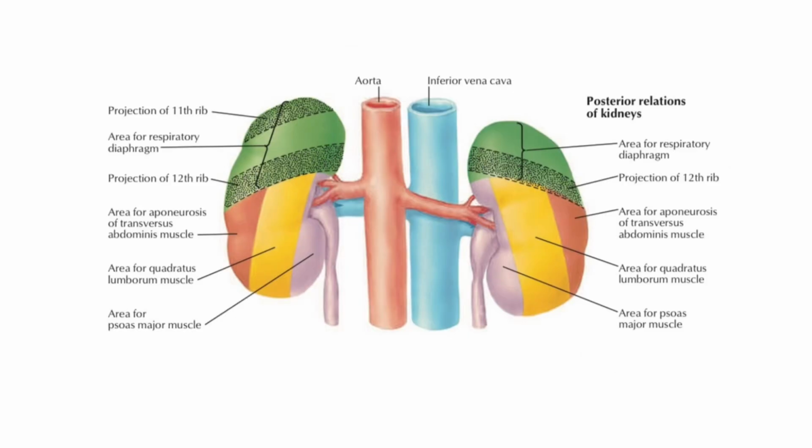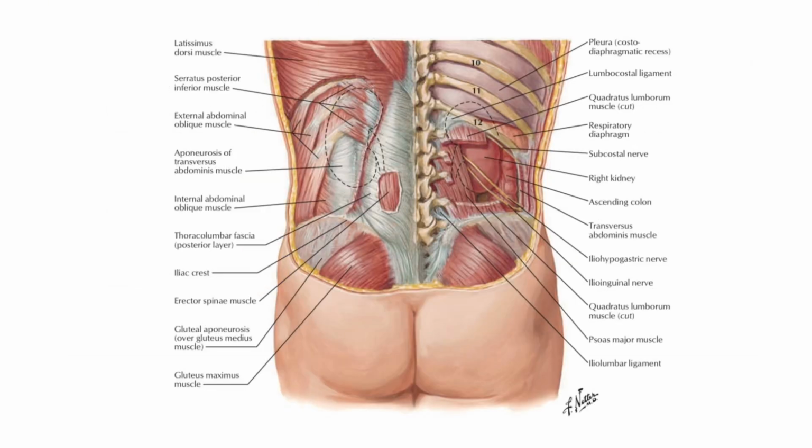Posteromedial relations. Both kidneys share similar posterior muscular and neurovascular relations. Superiorly, you have the diaphragm, and inferiorly, from medial to lateral, you have the psoas major, quadratus lumborum, and transversus abdominis muscles. Several nerves pass posterior to the kidneys. You have the subcostal nerve and vessels, the iliohypogastric nerve, and the ilioinguinal nerve.